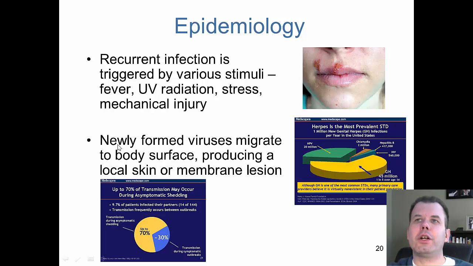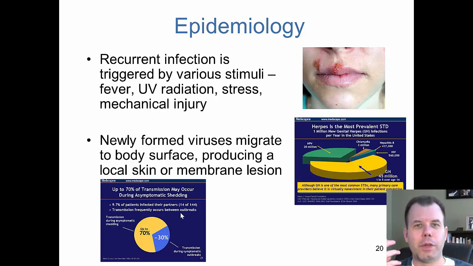Okay, again, recurrent infection is triggered by various stimuli. This could be fever, so we call these fever blisters. UV radiation, stress can bring this on. If you're worried about a big test or trying to graduate, that can bring it on. Mechanical injury can also bring that on and cause these things to occur. And again, newly formed viruses migrate to the body surfaces, producing a local skin lesion.